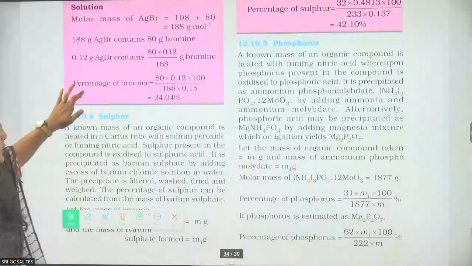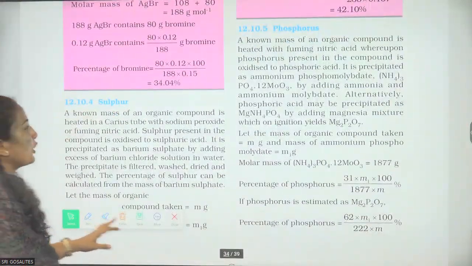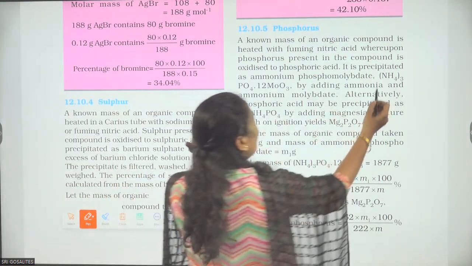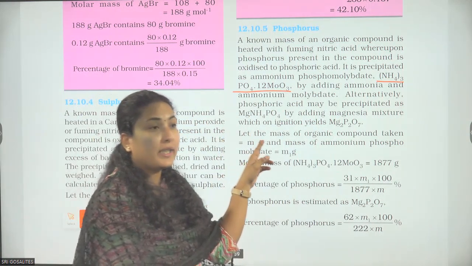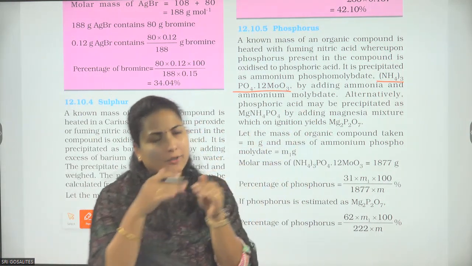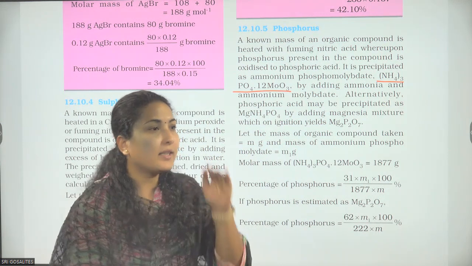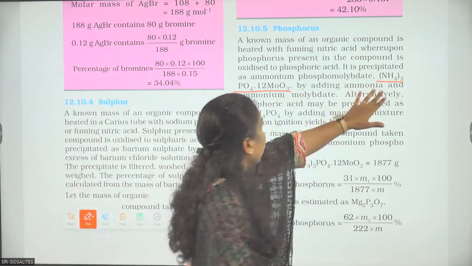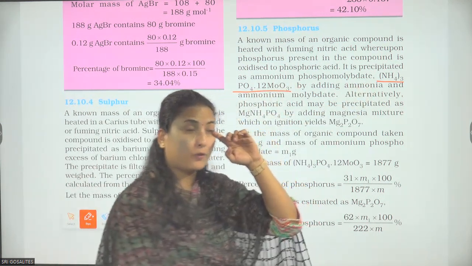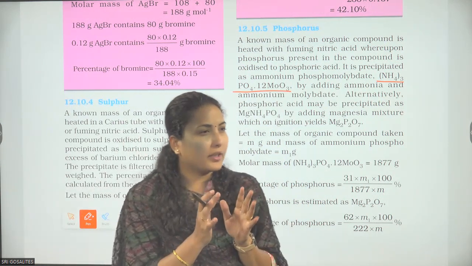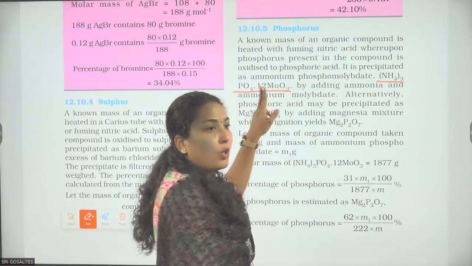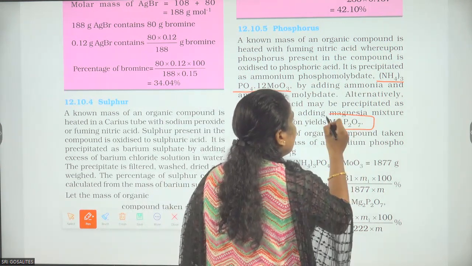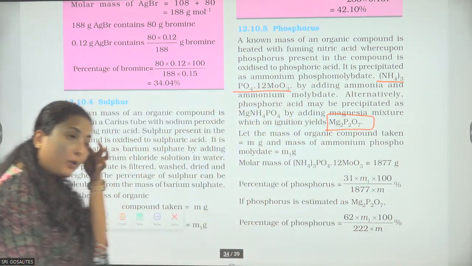When it comes to phosphorus, in 2 ways you are able to identify it. In qualitative analysis, you might have known by a series of reactions that phosphorus is ultimately getting converted into ammonium phosphomolybdate, which is a canary yellow colored complex. Or else it is converted into Mg2P2O7, magnesium pyrophosphate.